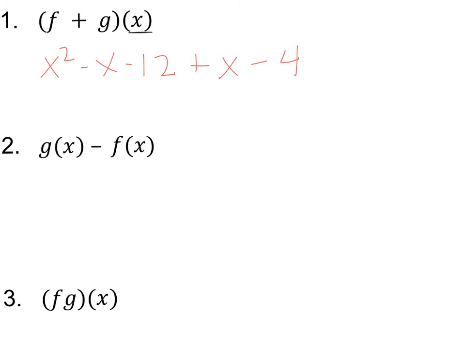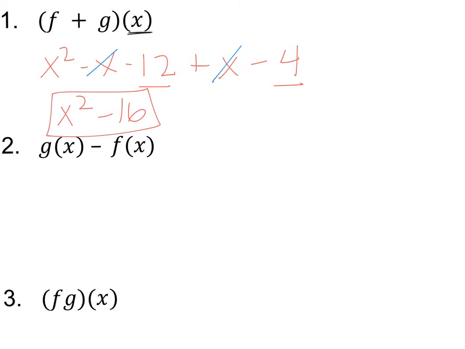Remember that this x right here, that's just telling you that's your input. That's what you can put stuff into. The x is only there to say that's your variable that you're dealing with. So now if I combine my like terms, I have x squared. These two cancel each other out. Wham, bam, thank you, ma'am. And then I still have these two to add together, and I get negative 16, and that's my answer.